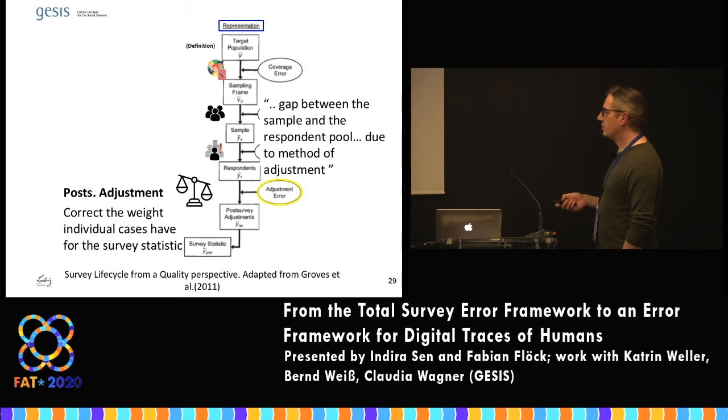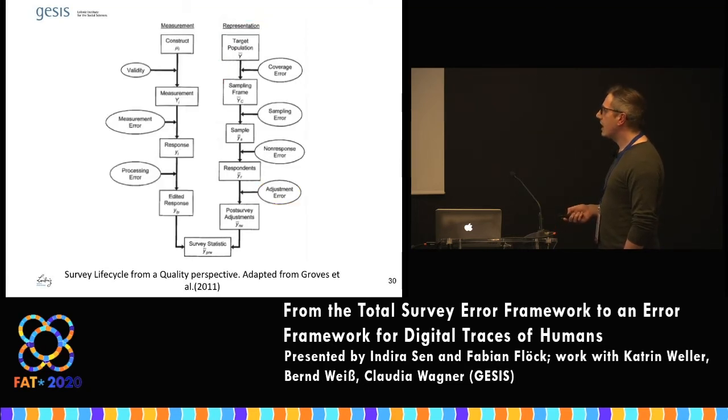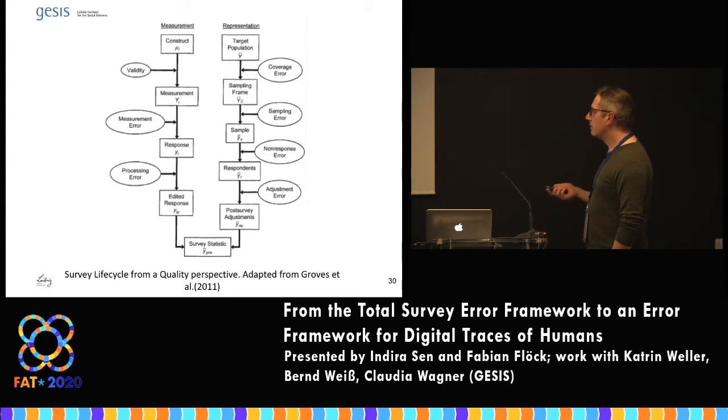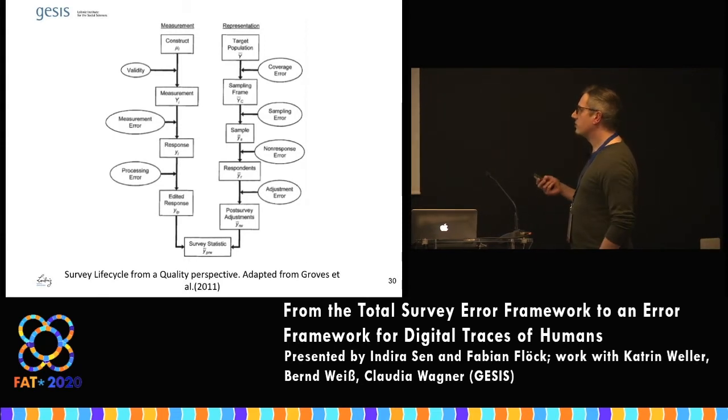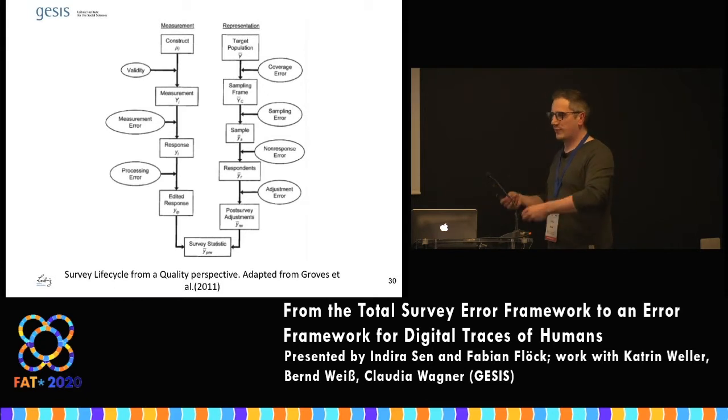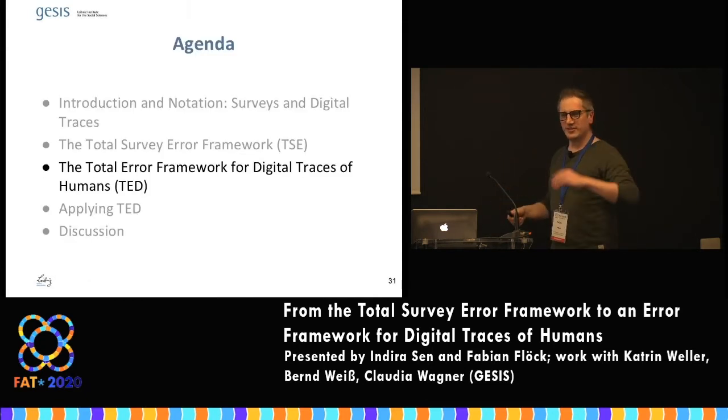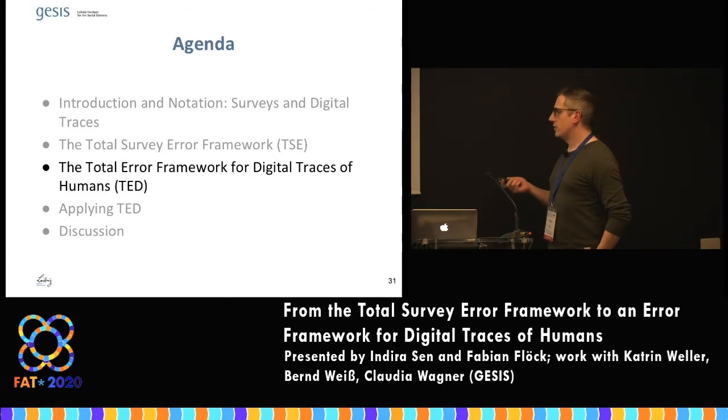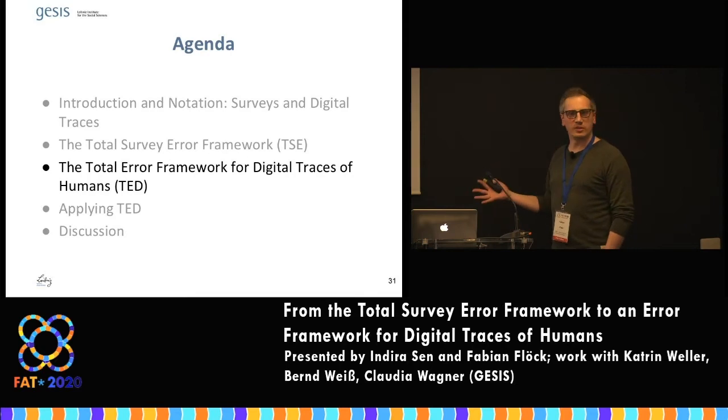So that's basically the survey life cycle from a qualitative perspective, the error framework by Groves. And what we now did is we tried to stay as close to this as possible. When we started, we were like, well, cool, let's just throw this at digital traces. That's probably going to work somehow. And yeah, well, it turns out, of course, it doesn't work in that way. But we tried to keep it as close as possible to this.